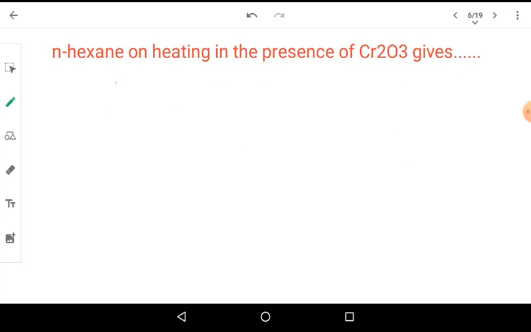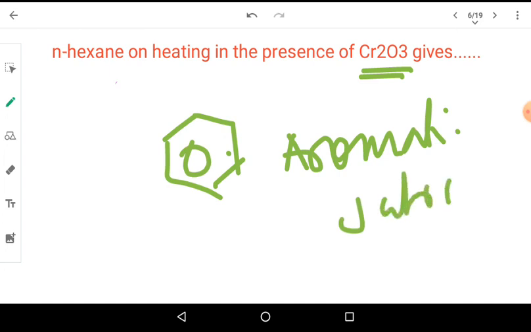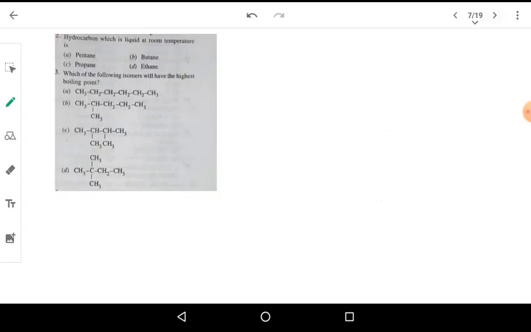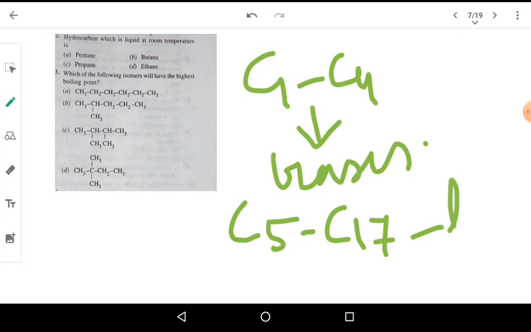N-hexane on heating in the presence of Cr2O3 will give benzene because the process is aromatization. So let's move on to the next question. Hydrocarbon which is liquid at room temperature. We have studied C1 to C4 are gases and C5 to C17 are liquids. So we have pentane as the answer.